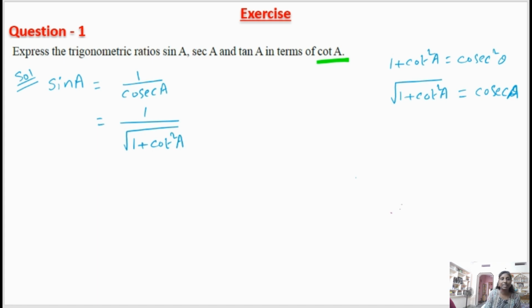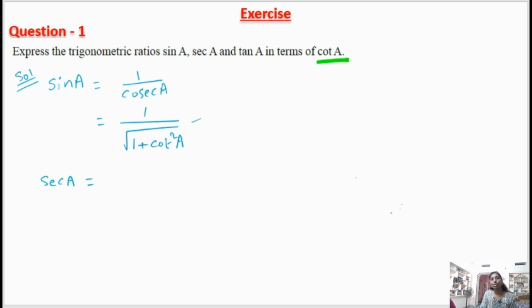Now you can see here that sin A is expressed in terms of cot A. It is done. Now let's take another trigonometric ratio asked in the question, sec A. Now we have to reach from sec A to cot A.